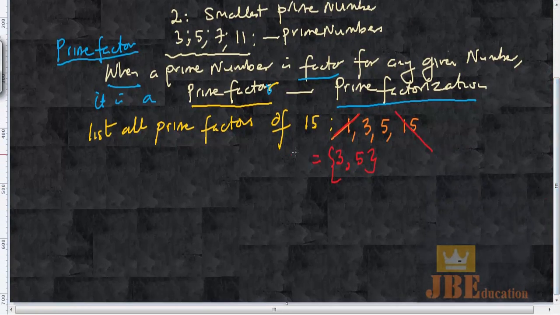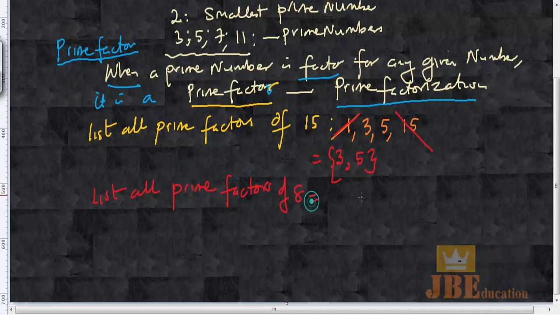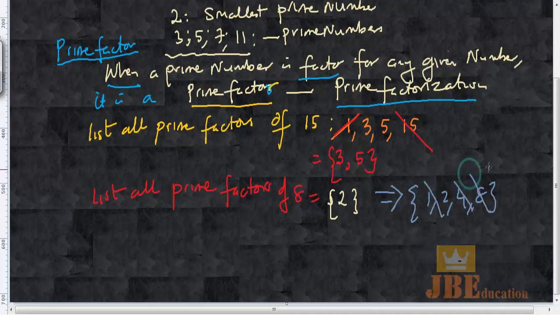Similarly, if you were to have a question, list all prime factors of the number 8, I can see the only factor which is prime in the case of the number 8 is 2. So 2 will be the only prime factor. Of course, if I were to list all the factors of 8, it would be 1, 2, 4 and 8. But 1, 4 and 8 are not prime numbers.